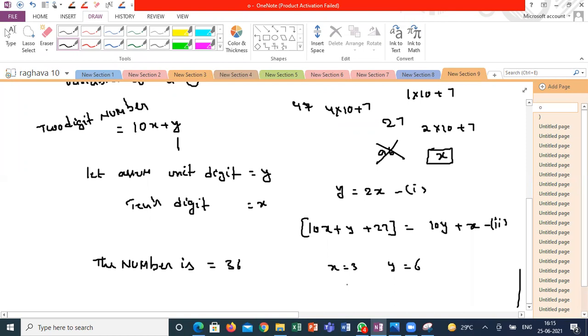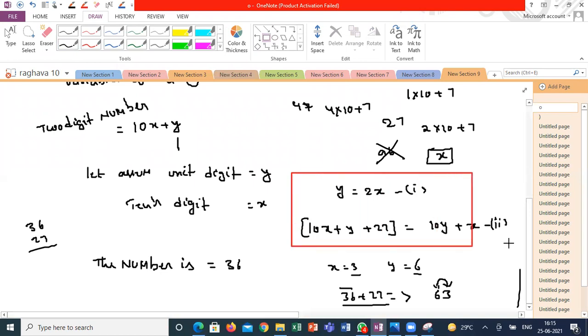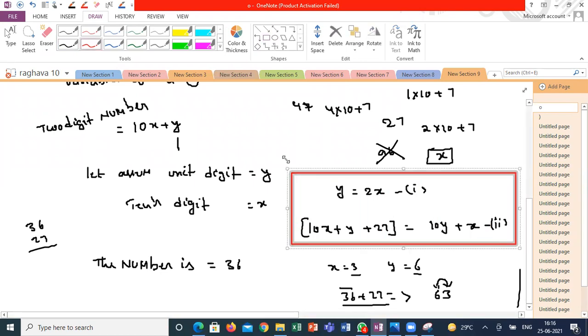See here, y is equal to 2x. If I am adding 36 plus 27, how much are you getting? 36 plus 27 is how much? 63, sir. 63. So, see here, if I am adding 27, the digits are interchanging. So, these are the two equations we have to use. Guys, everyone comfortable with my explanation? Everyone, please respond. Yes, sir. Please try and let me know if you are having any doubts.